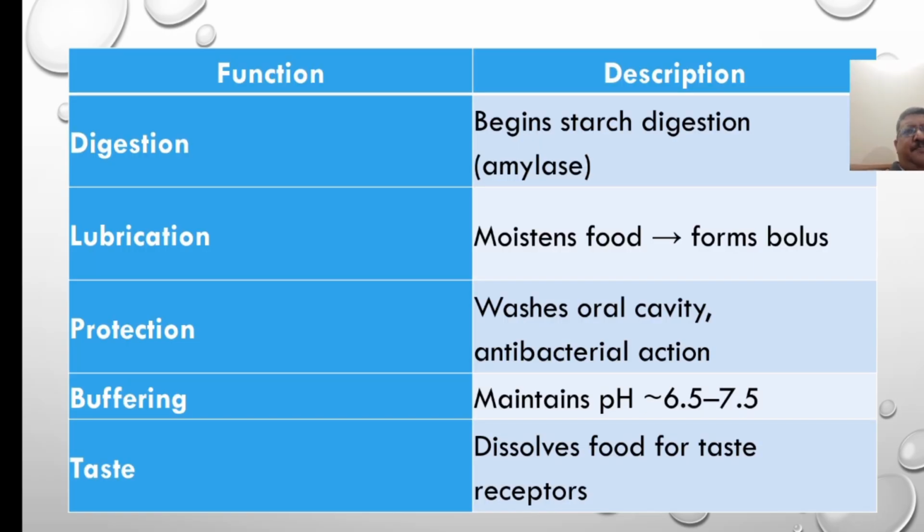lysozyme, IgA. Functions: digestion, beginning starch digestion; lubrication, moistening food to form a bolus; protection, washing the oral cavity with antibacterial action; buffering, maintaining pH 6.5 to 7.5; taste, dissolving food for the taste receptors.